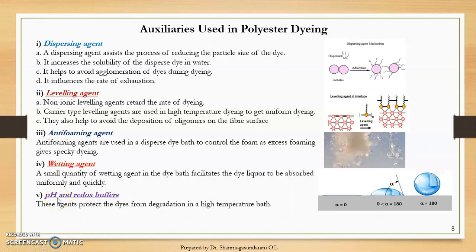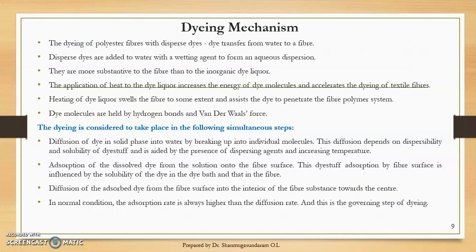The fifth one is pH and redox buffers. These agents protect the dye from degradation in a high temperature bath. So these are all the auxiliaries to be used in the polyester dyeing material. So now let us discuss the dyeing mechanisms.